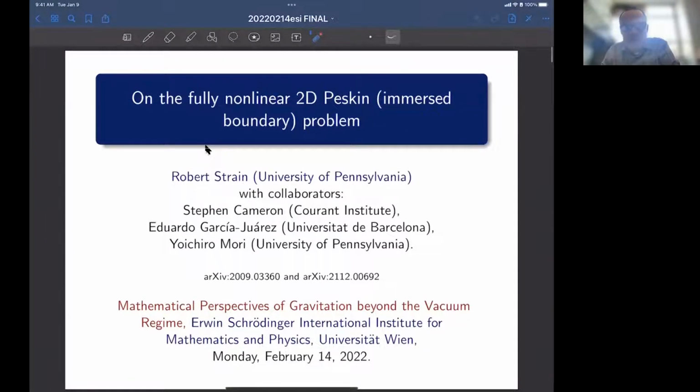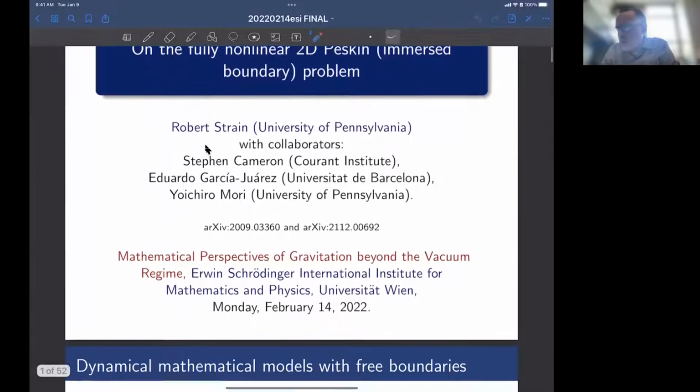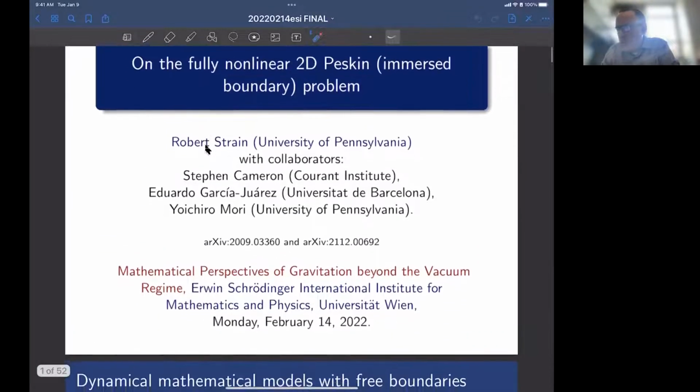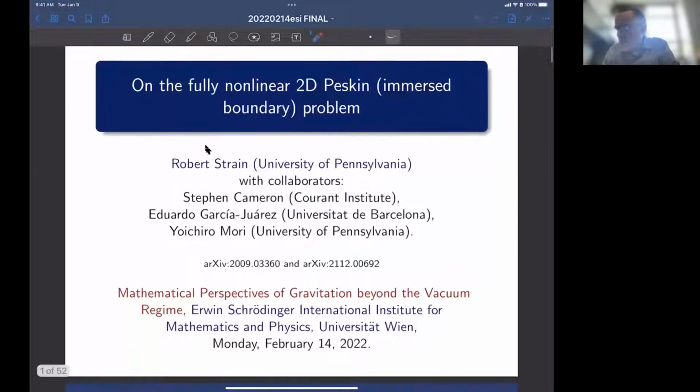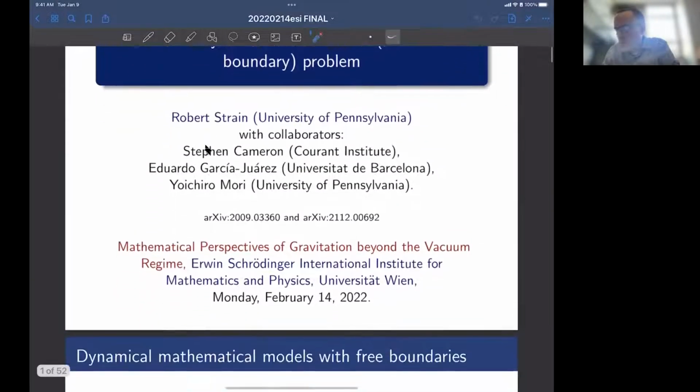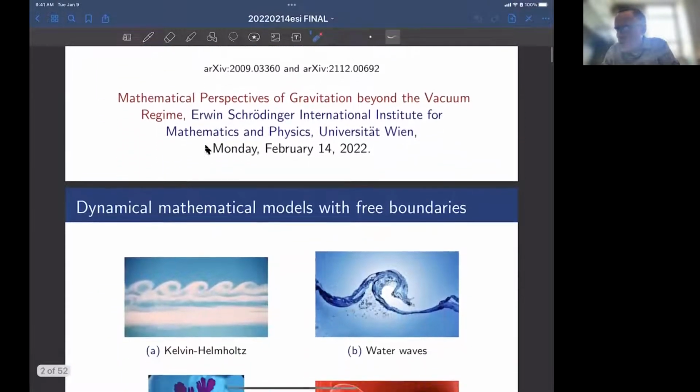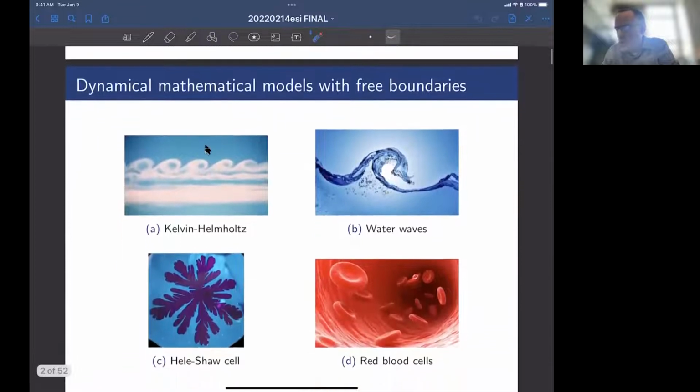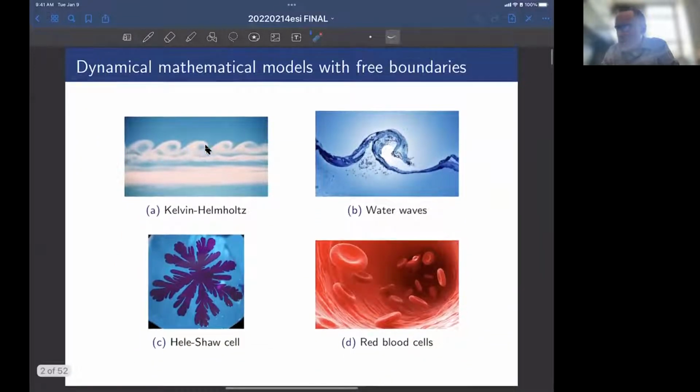Since this is maybe a little bit away from the main theme of this conference, I hope you don't mind if I give you a little bit of an introduction to the situation that I'm discussing, more than I might have if I was talking about relativity.